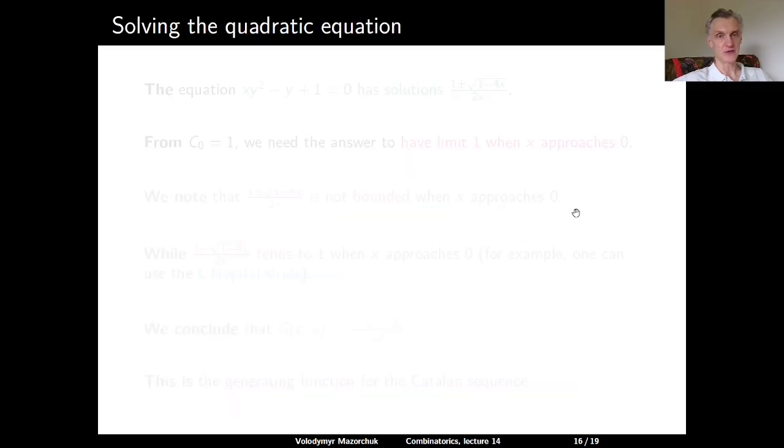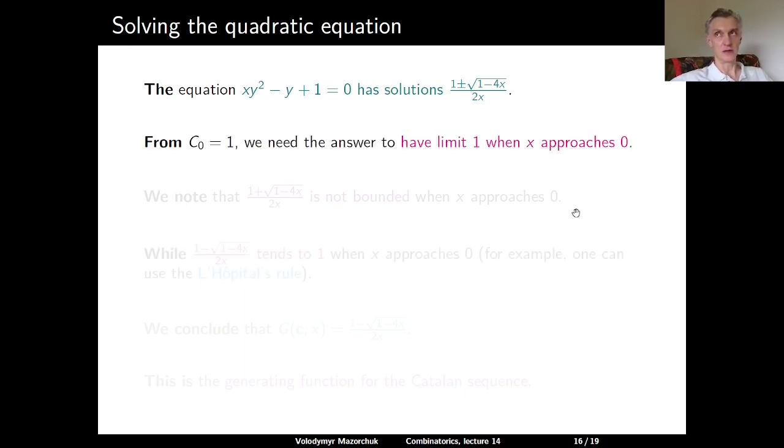Of course, we can solve the quadratic equation in y. So with respect to y, the solutions to this quadratic equation are 1 plus or minus the square root of 1 minus 4x, divided by 2x. Of course, we want our generating function to work for all n, and we know that c0 is equal to 1. So we need that our generating function has value 1 when x is 0.